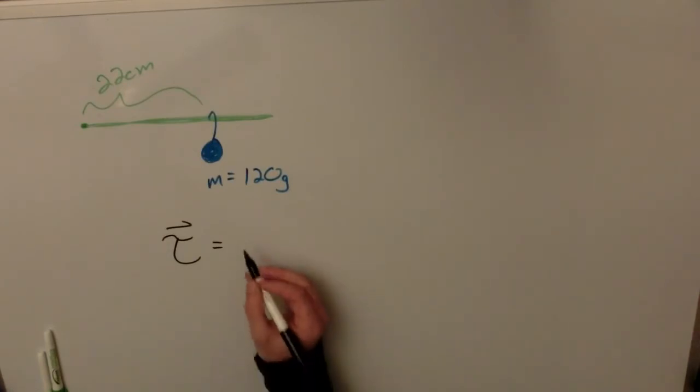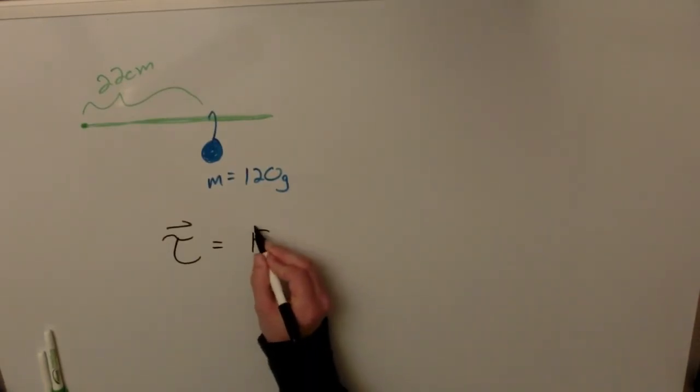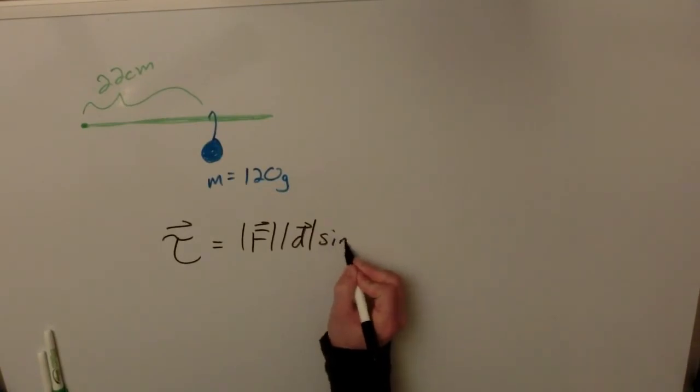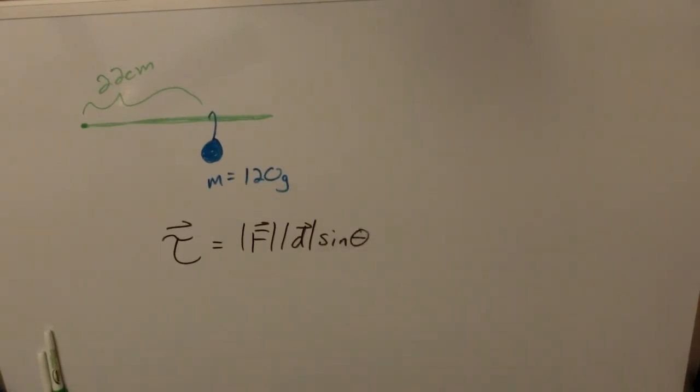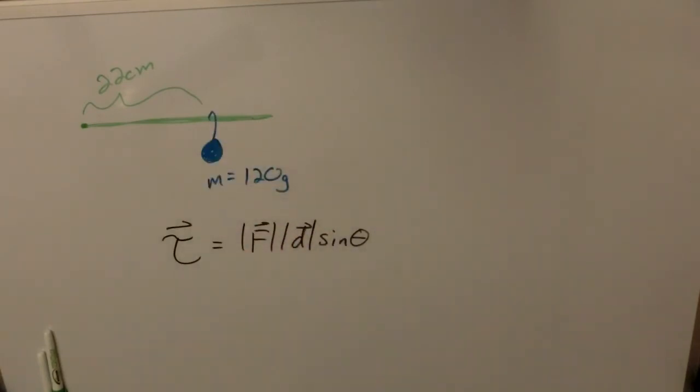Well, we know from our equation that torque equals our force times our distance times sine of the angle between them. Okay, well, let's see. I've got the tree limb here. The ornament is supplying a force, as we've talked about in class, that's related to its weight. So gravity is pulling on the ornament.